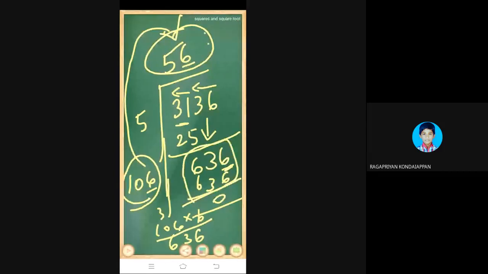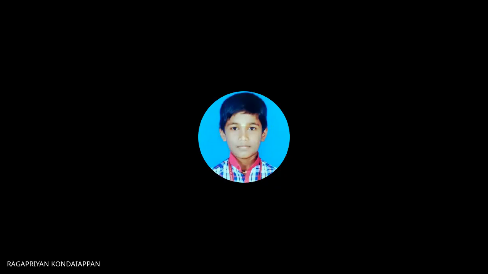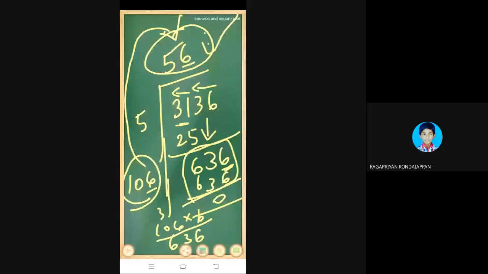So after that, if it gives a remainder 0, that quotient will be the square root of the given number, or else you still have to proceed further to get the remainder as 0. So this is the procedure for finding a square root by division method.